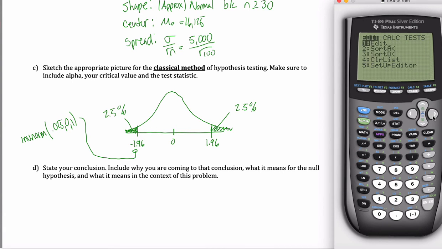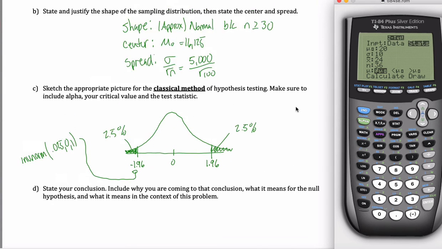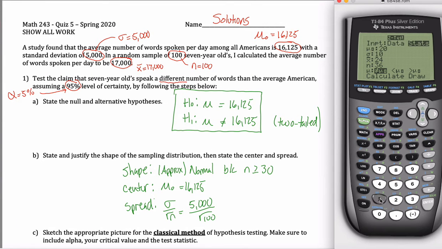Get your test statistic out of the z-test function. Stat, then tests. The first thing listed is z-test. And you put in all the statistics given to you in the problem. So mu naught in this problem was 16,125. Sigma in this problem was 5,000. X bar in this problem was 17,000. And n in this problem was 100.